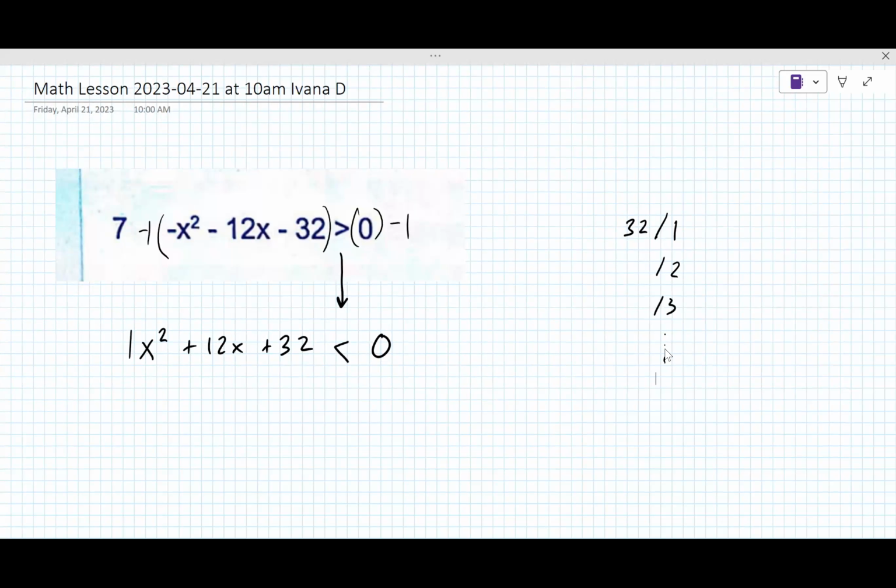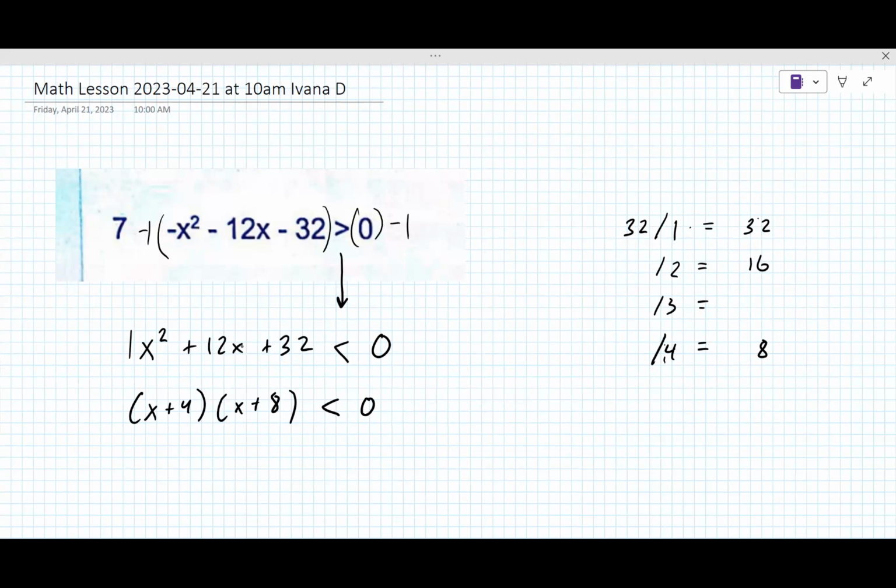And eventually you'll get two numbers. 32 divided by 1 is 32. Do 1 and 32 add up to 12? No. When you divide it by 2, you get 16. Do 2 and 16 add up to 12? No. Keep going here, eventually you'll get it. 32 is not divisible by 3, so you wouldn't put a number here, but it is divisible by 4. It's 8. 4 and 8 add up to 12. So x plus 4, x plus 8 less than 0, like that.